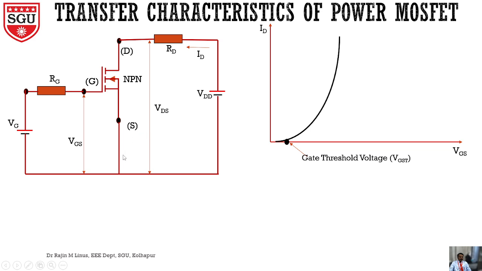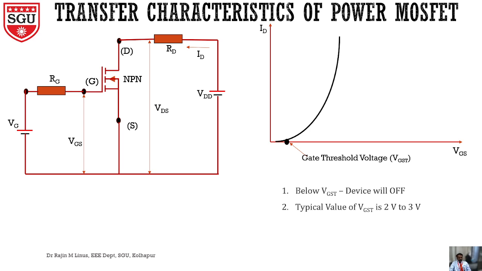Normally the current flows from source to drain, but commonly we draw the curve of the current ID. That's why we are referring only to ID, right? So when the gate source voltage reaches the threshold value, ID will start to increase further. As long as we increase the gate source voltage further, ID will increase. So this is the transfer characteristic of the metal oxide silicon field effect transistor.